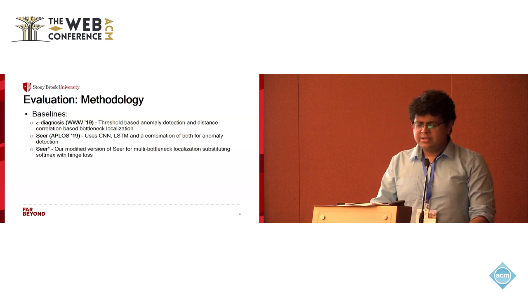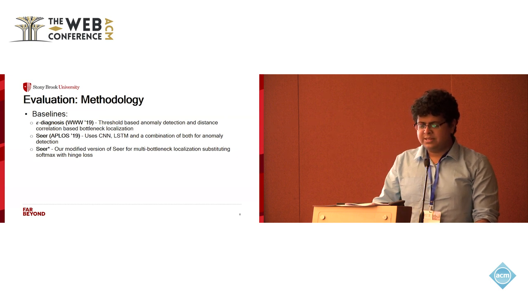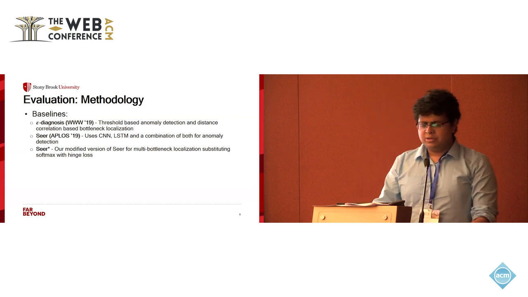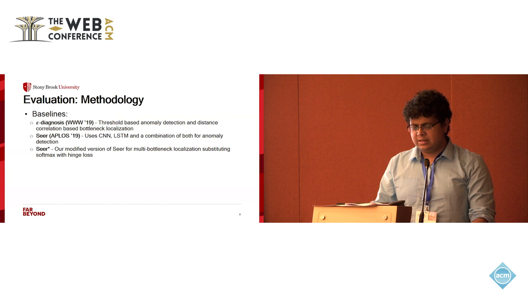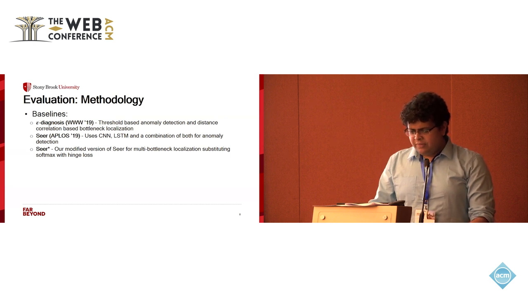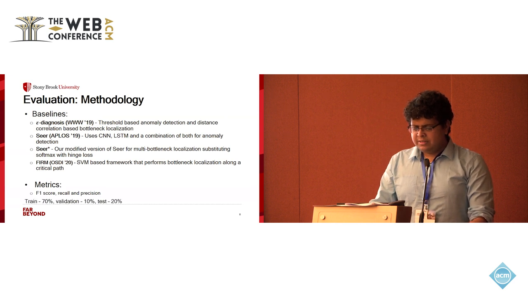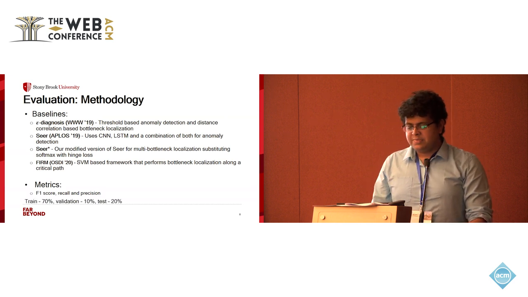CR star is our modified version of CR for multi-bottleneck localization with a few necessary changes, such as replacing cross-entropy loss with hinge loss, which works by adapting softmax to individual binary classification for each microservice in the call graph. Firm is a framework that uses SVM and handcrafted features to localize bottlenecks along a critical path in the call graph of the microservices. For our metrics, we use F1 score, precision, and recall with a training, validation, test split of 70, 10, and 20%, running this over 200 epochs.